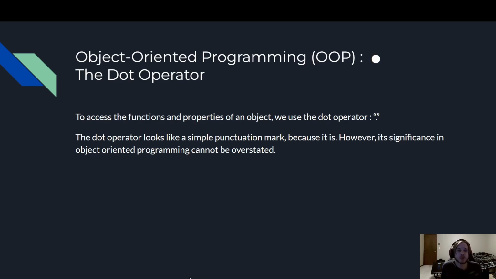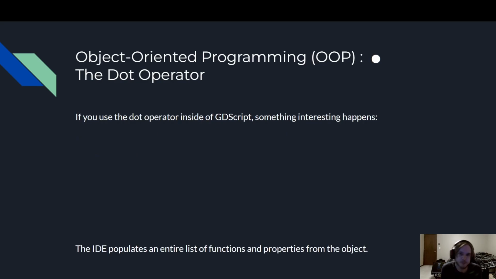So, to access the functions and the properties of an object, we use what's called the dot operator. The dot operator looks like a simple punctuation mark because it is just a period. However, its significance in object-oriented programming cannot be overstated.